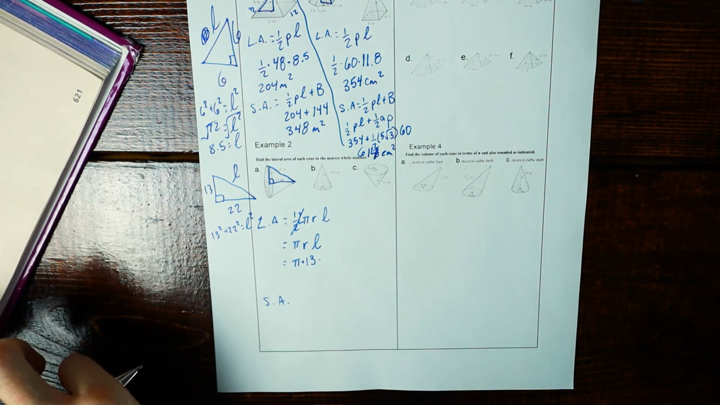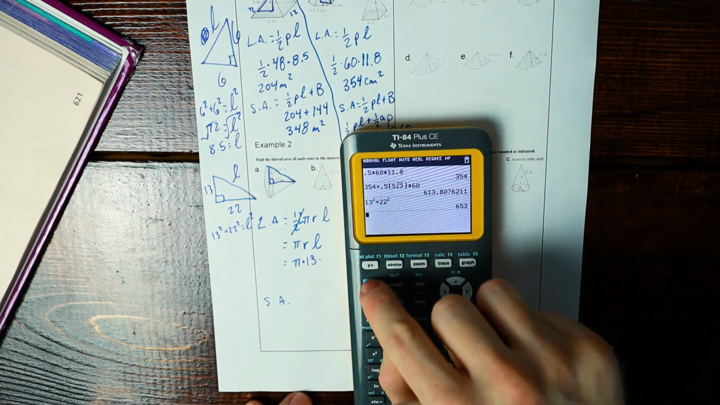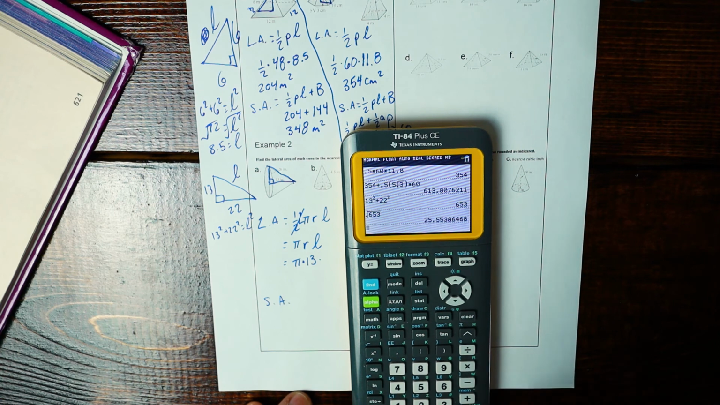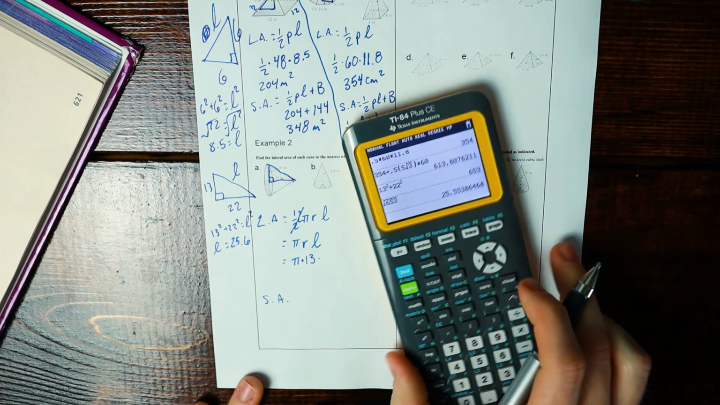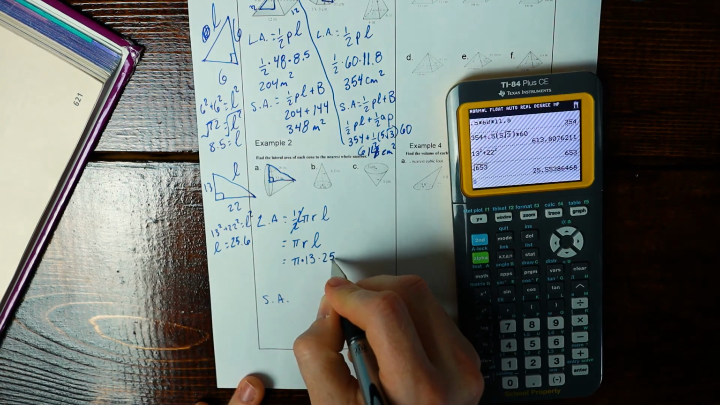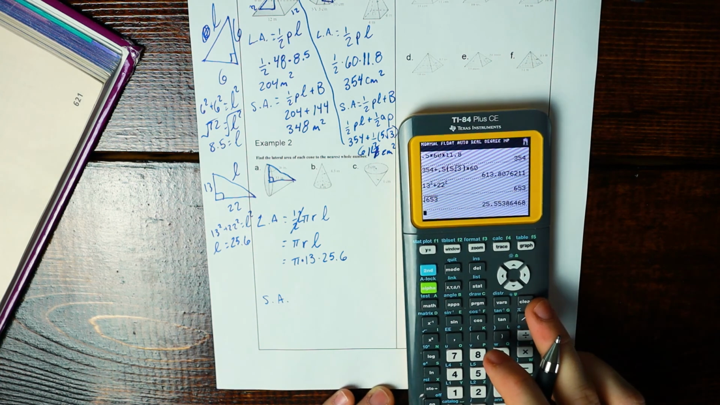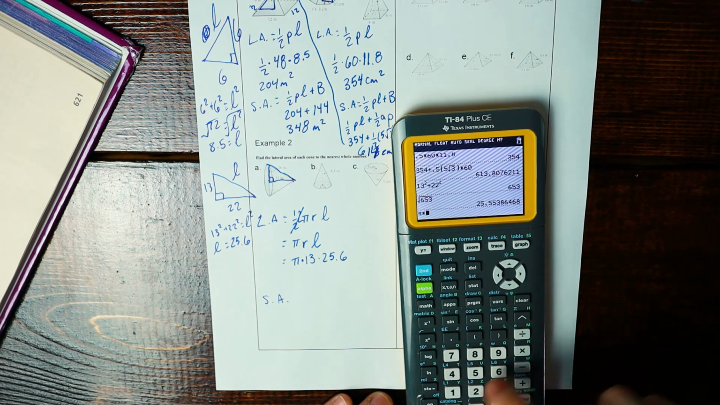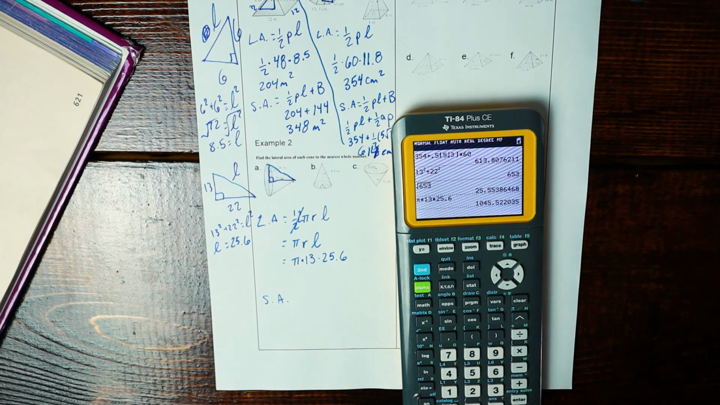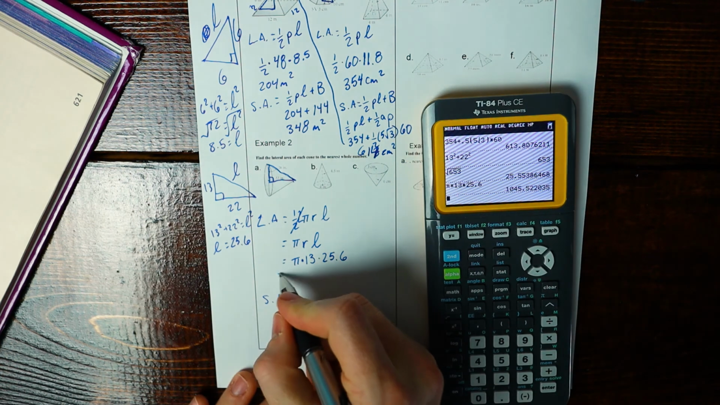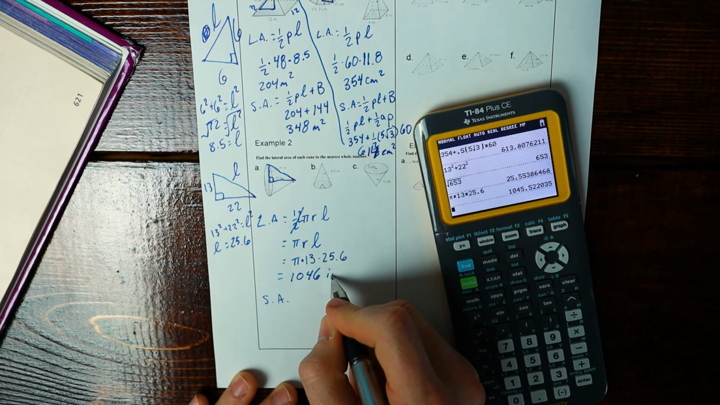13 squared plus 22 squared gives me 653, and we have to take the square root to get rid of the squared. That gives me a slant height of 25.6. And then you can stick that into the calculator since we're rounding to the nearest whole number. Pi times 13 times 25.6, giving me 1046 as my final answer for the lateral area. And that is inches squared.